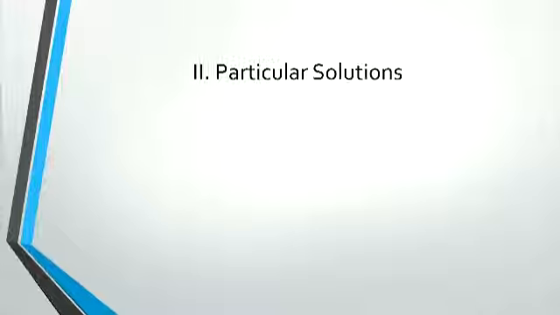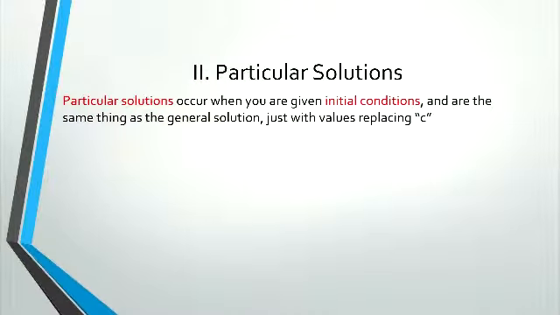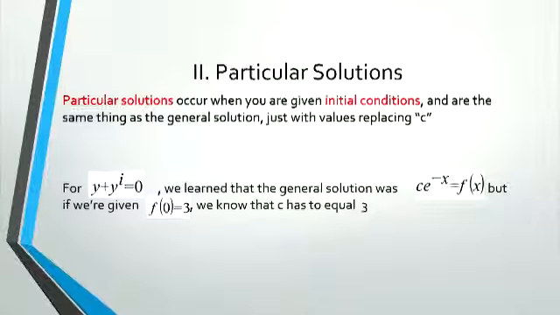Now we'll move on to particular solutions. But Dr. Dog, what's a particular solution? A particular solution occurs when you are given initial conditions. Thanks, Dr. Dog, you're the greatest. So since we learned that for y plus y prime, the general solution was c times e to the negative x, if it said that f of 0 equals 3, we know that the solution is only satisfied when c equals 3.